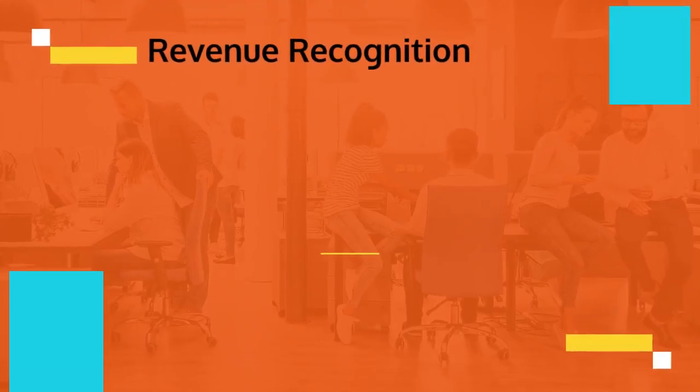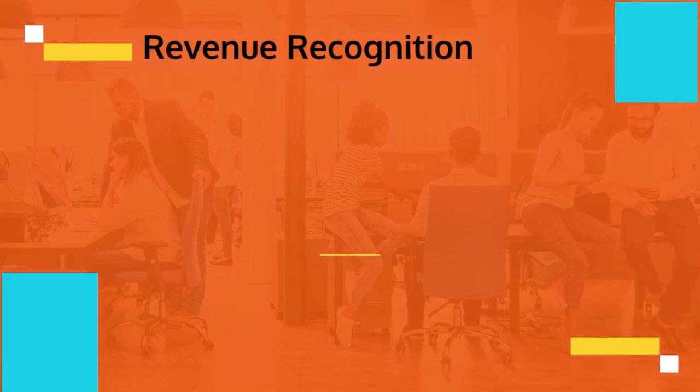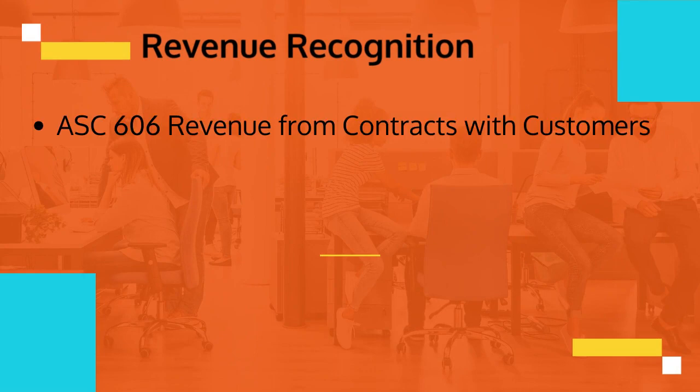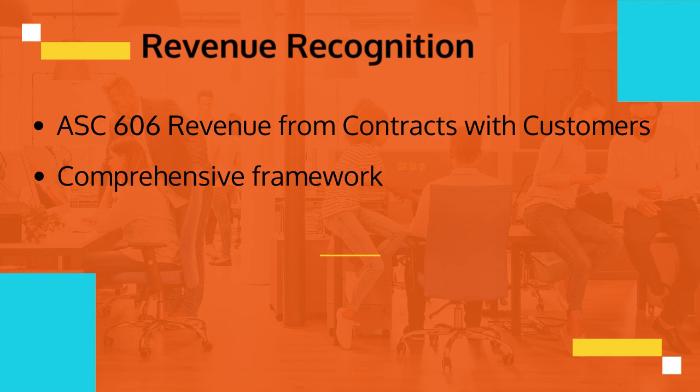The Financial Accounting Standards Board, FASB, introduced a new revenue recognition standard known as Revenue from Contracts with Customers for fiscal years beginning after December 15, 2021. This standard, also known as ASC 606 in the United States, and its international counterpart, IFRS 15, provide a comprehensive framework for revenue recognition, including multi-element arrangements and revenue recognition in the cloud.